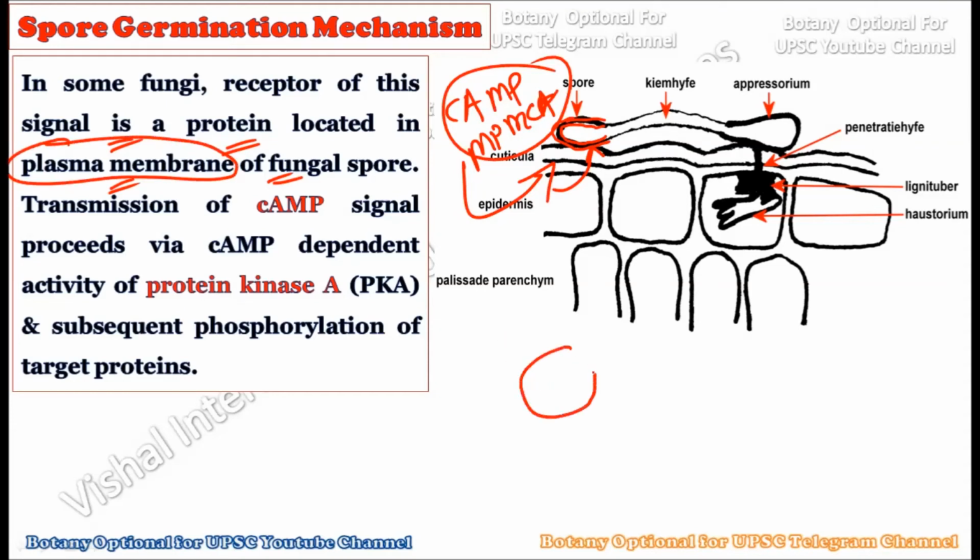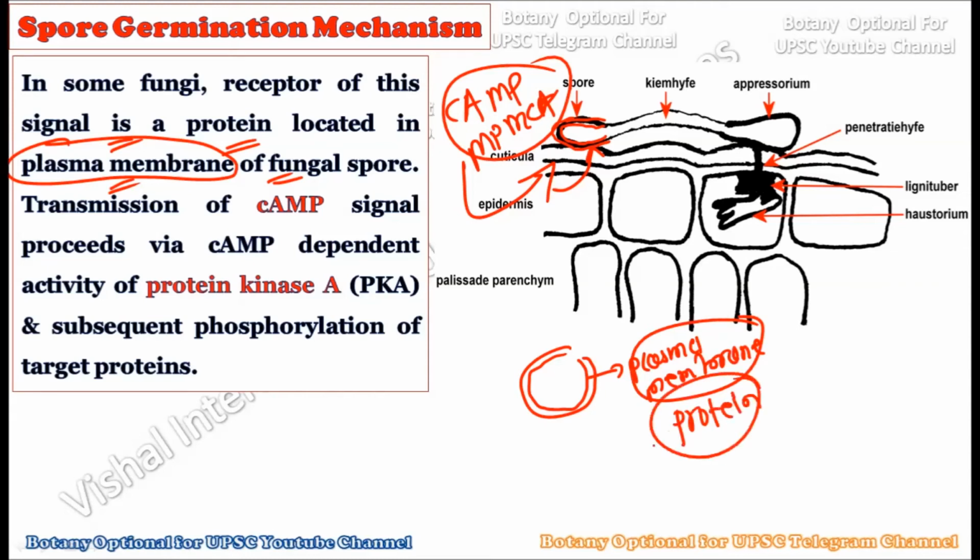For example, this is the spore and this is its external cell wall, and internal to the cell wall we have the plasma membrane. Okay, this is the plasma membrane, and as you know, the plasma membrane contains many types of proteins. These proteins are responsible for receiving the signal from these two pathways. Both of these pathways, when they send the chemical signal, these chemical signals will be received by the plasma membrane of the spore. Okay, and hence the subsequent phosphorylation of the target protein is started.